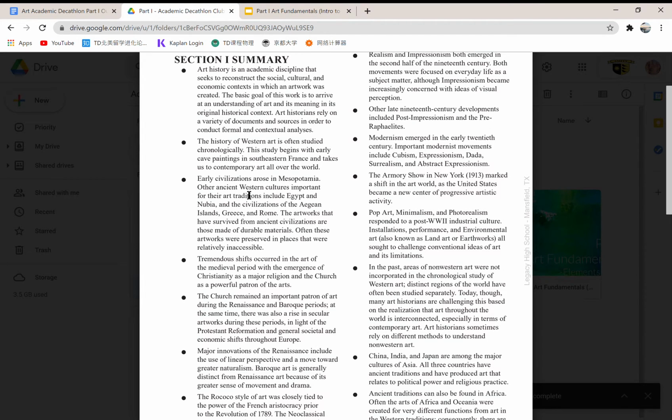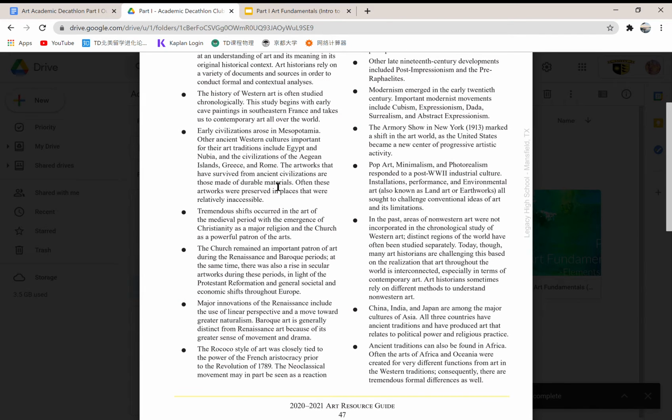Then I want to learn about some Western cultures, about Mesopotamia. We also want to focus on Egypt and Nubia for their art traditions. And we also want to know the civilizations of the Aegean Islands, Greece, and Rome.